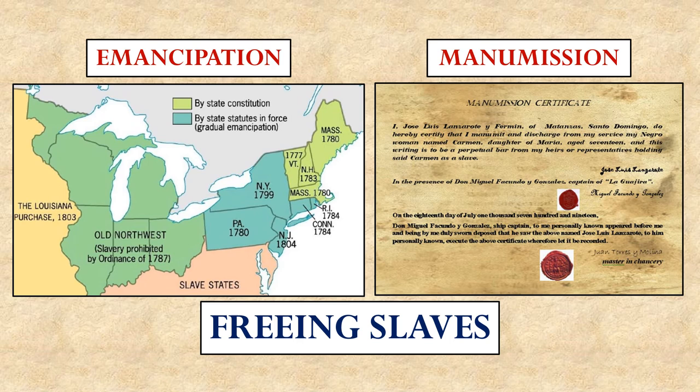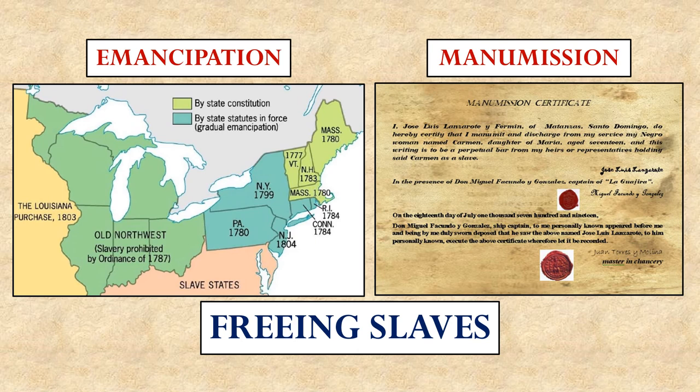And the legal ending of slavery is called emancipation. Emancipation is the ending of slavery done by the government. But there's another way that slavery can end, rather than for vast groups of people, instead for individual slaves. And this is called manumission. This is when a slave master grants his slave his freedom.